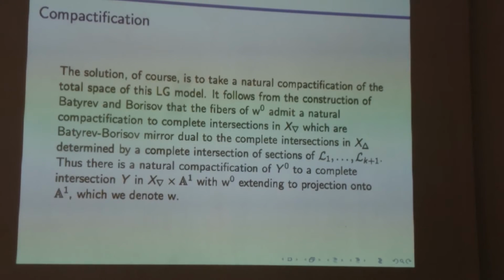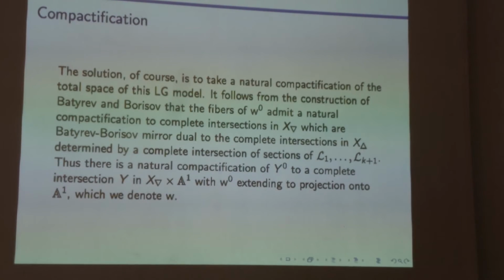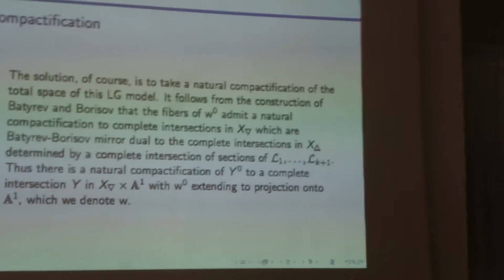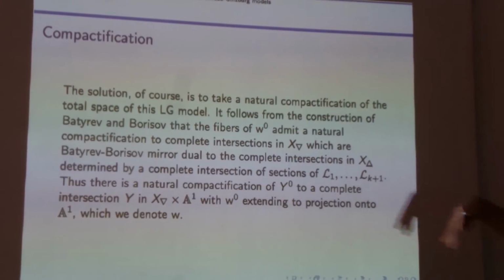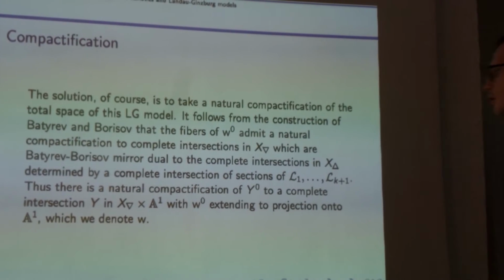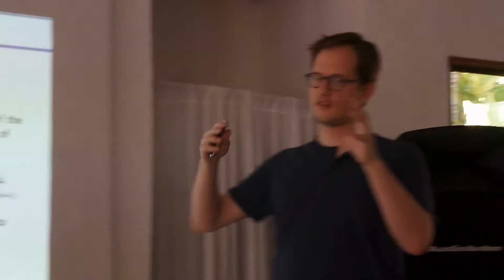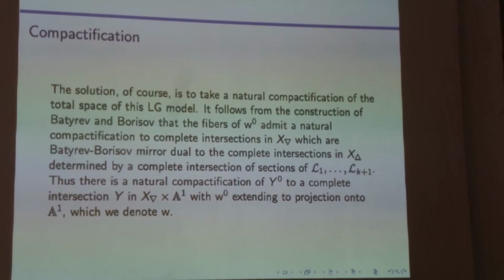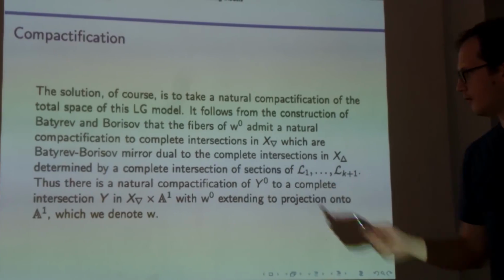I mean, this is a polytope determining a toric variety, and it is reflexive. So since this is just a family of complete intersections in this toric variety, you can compactify this naturally to a hypersurface or complete intersection in here. And so the superpotential in this case will just extend to the projection from this complete intersection onto the A1 factor. We'll denote this by W, and we'll denote by Y the compactification of this to this.